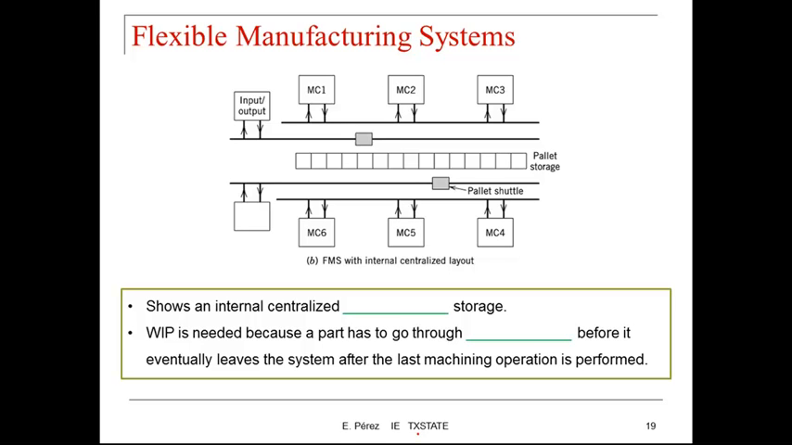Here we have a different type of setup, and this is called flexible manufacturing system with internal centralized layout. So in this one we have a pallet storage in the center of the layout, and we have this material handling system moving the parts from station to station. So this one shows an internal centralized working process storage.